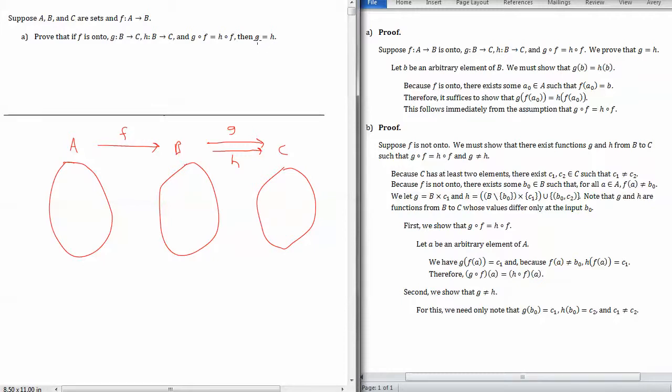And so remember, if we know we have two functions, then it's a lot easier just to show that for every element, in this case b in the domain B, so for every b in B, g of b is equal to h of b, right? Just show that the functions always give the same output for any input, and then they must be the same function. So let b be an arbitrary element of B. As you see, we're doing the proof over here, and we have to show that g of b is the same thing as h of b.